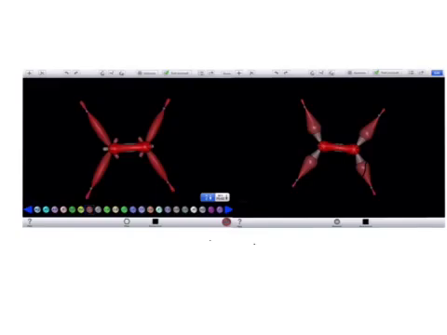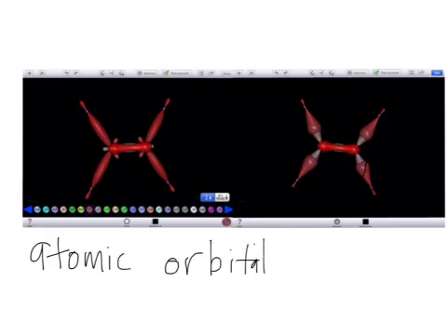Hello friends, we're going to explain the valence bond theory of tetrabromoethylene, or C2Br4. These screenshots show the atomic orbitals. The first one shows only the orbitals, while the second one shows their overlap.